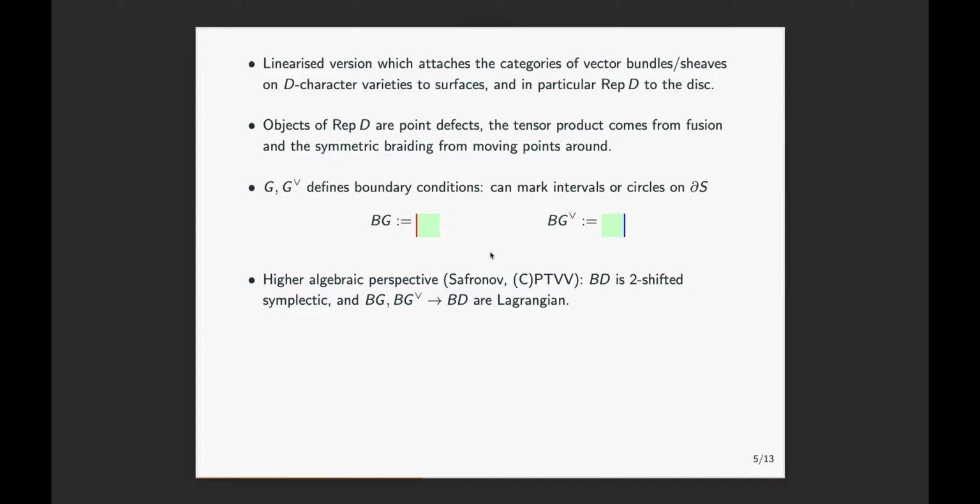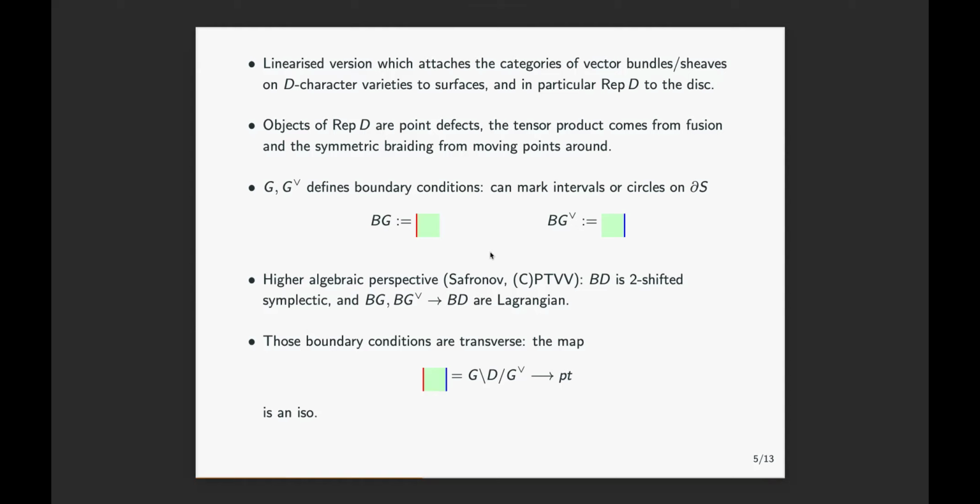This version is due to Safronov, and it uses the formalism of shifted Poisson structures due to Calaque, Pantev, Toën, Vaquié, and Vezzosi, where the pairing on the Lie algebra of D gives you a two-shifted symplectic structure on BD, and BG and BG dual are two-shifted Lagrangians in there. And the key assumption that makes everything I'm going to talk about work, even if we can go around this in general, is that those boundary conditions are transverse.